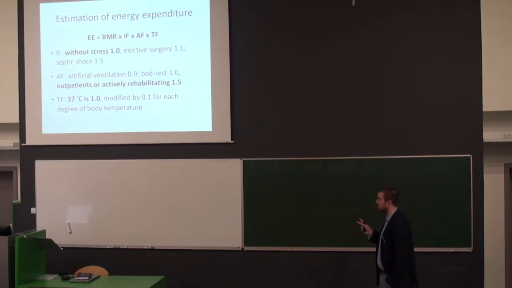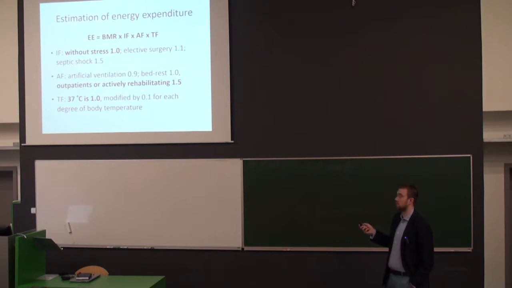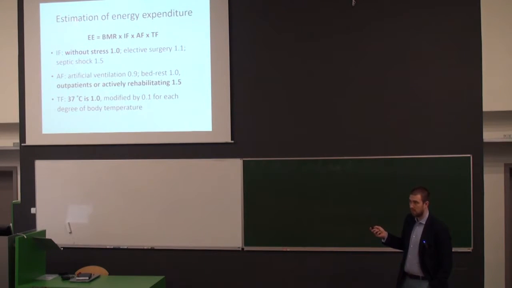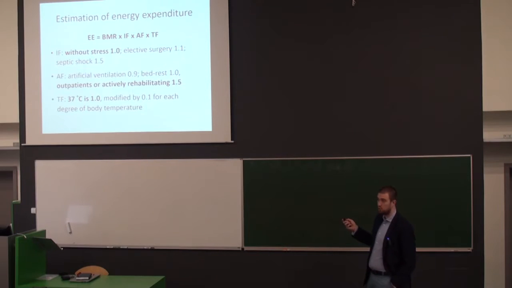First, if we start with the injury factor, all of us sitting here have injury factor 0, you can say that means 1.0. That means we have no injury, therefore no modification of our basal metabolic rate. If you have a basic elective surgery, of course the injury is some stress to you, and you will multiply the basal metabolic rate by 1.1.